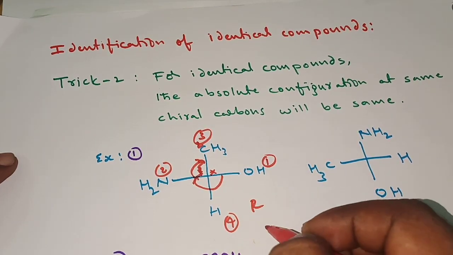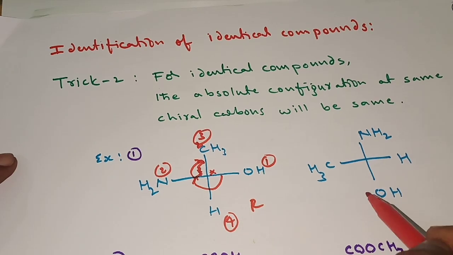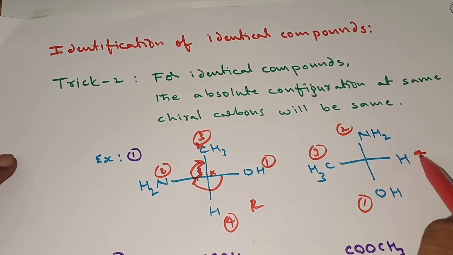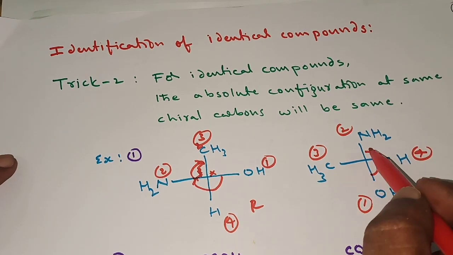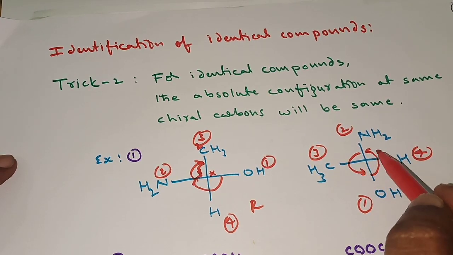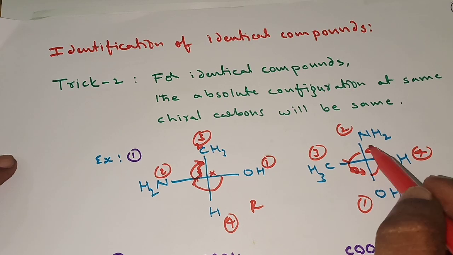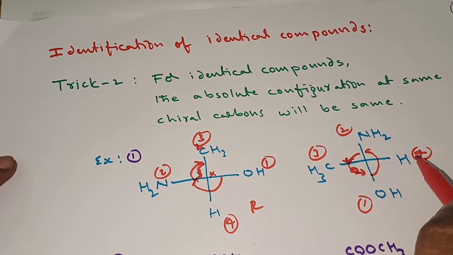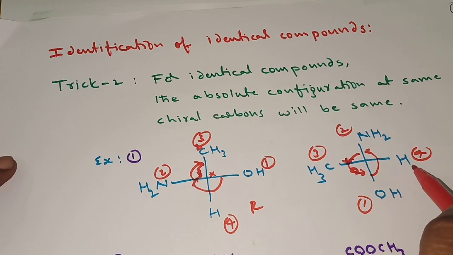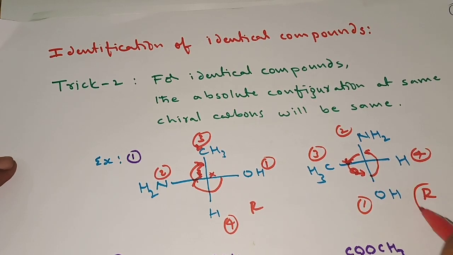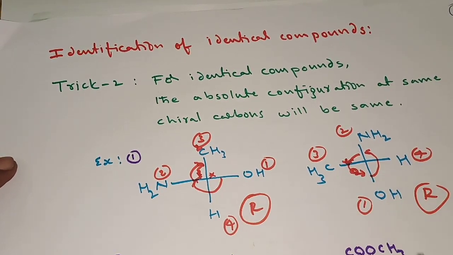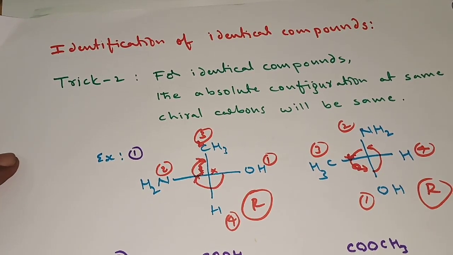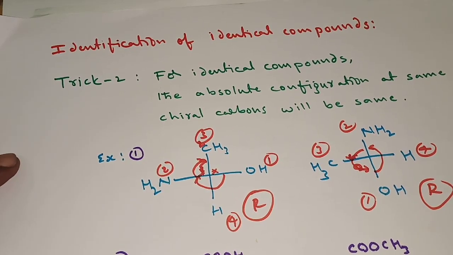And here, same priorities 1, 2, 3, 4. From 1 to 2 to 3, our direction is rotating anti-clockwise, which means S configuration. But guys, here see, the horizontal is opposite now, so S becomes R. So this is also having the R configuration, and this is also having the R configuration. So these are two isomers. The molecular formula is the same, but they are two isomers.